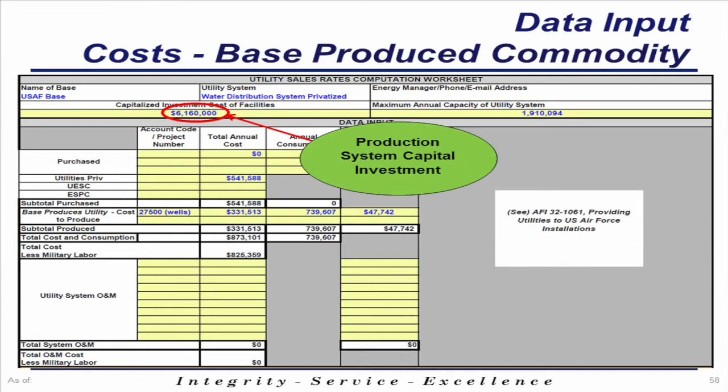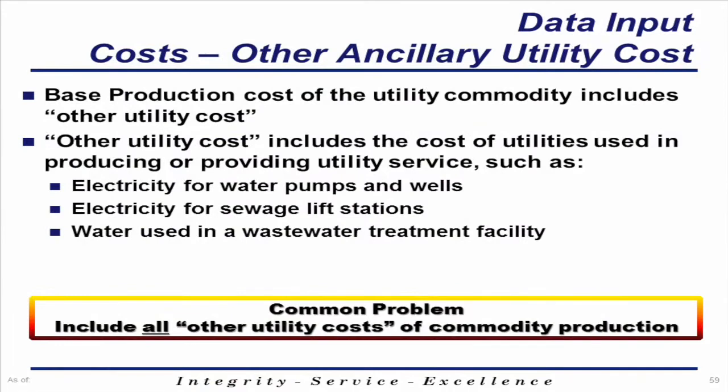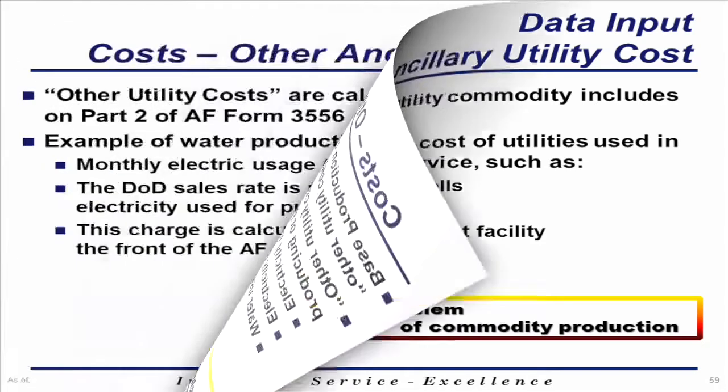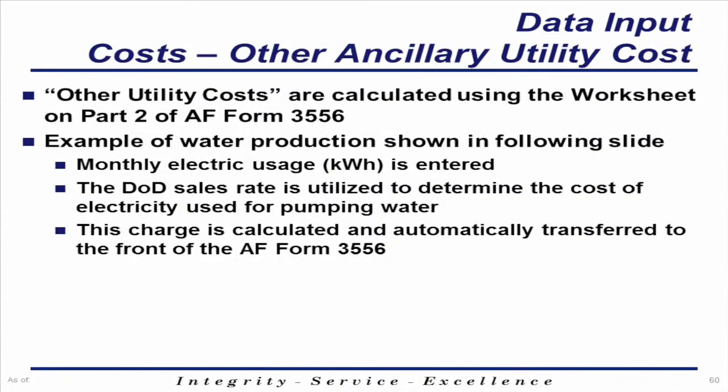This slide shows how other utility costs are calculated and entered onto the Air Force Form 3556. For example, when the base produces a utility commodity, there may be other utility costs involved in the production of that commodity. Examples are, for water, there may be electricity used to pump the water. For wastewater operations, there may be electricity used for a sewage lift station.